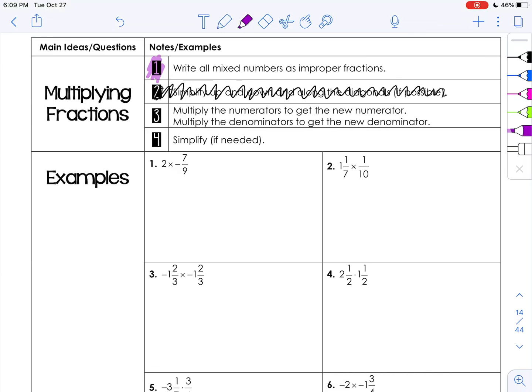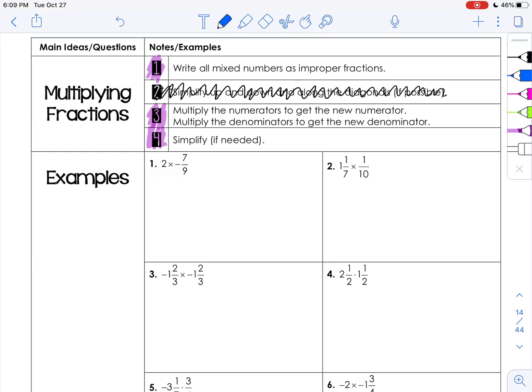Once all of your fractions are written as improper fractions, you are then going to multiply your numerators together and then multiply your denominators together. Finally, you're going to simplify if needed. Let's take a look at a few examples.